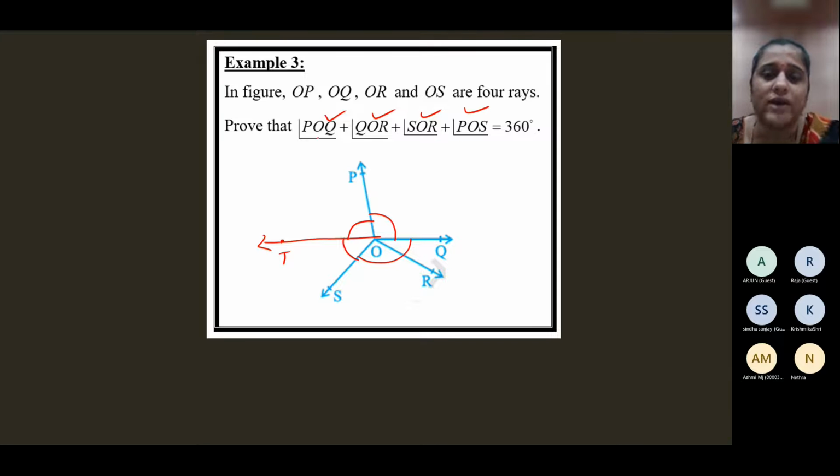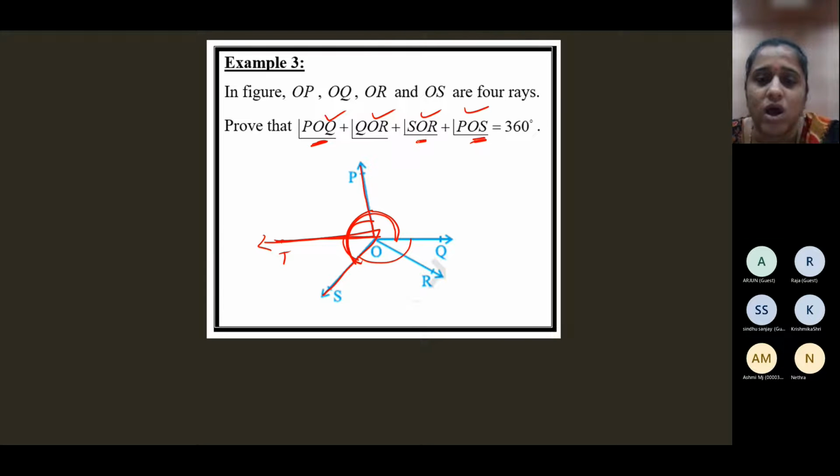How will you get POS? You have POT and TOS. The sum of those two angles is equal to POS. So instead of POT plus TOS, you write POS. So you got this angle, POS. Then POQ will already be there.